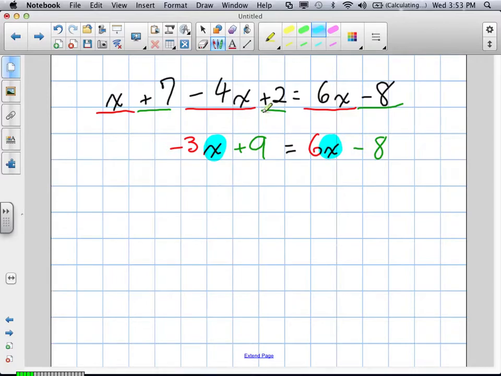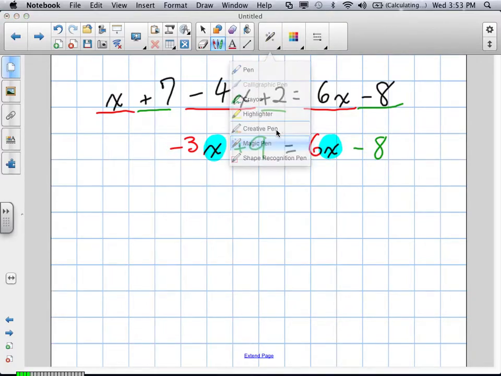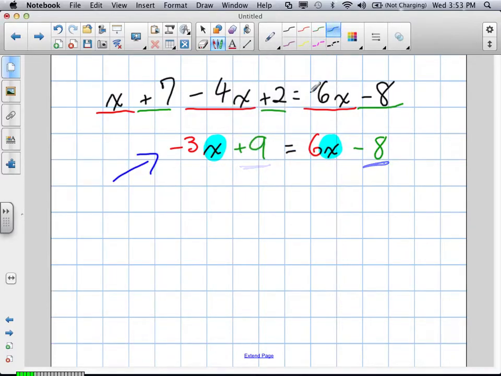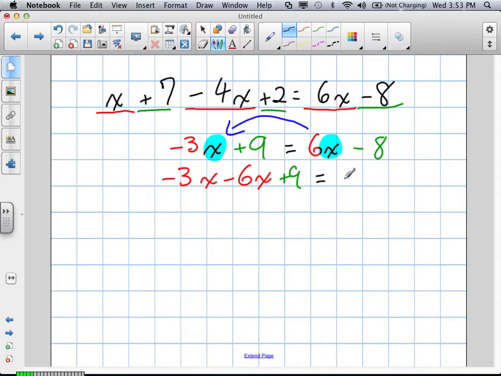So I'm going to get all of my variable terms, which are these two, on one side, and all my constant terms on the other. So we'll keep the variables on this side. I'm going to move 6x to this side of the equation. What's it going to become when it comes to this side? So the negative 3x stays. What is 6x going to become when it comes to this side? Positive 6x? I mean, negative. Negative 6x, right? We still have plus 9 is equal to negative 8.